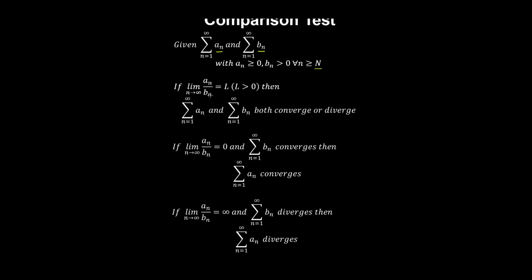So if the ratio of An and Bn as n approaches infinity is equal to a positive number, then both series An and Bn converge or diverge. And for the second rule, if the limit of An on Bn as n approaches infinity is equal to 0, and Bn converges, then An also converges. And if the limit of An on Bn as n approaches infinity is unbounded, and Bn diverges, then An also diverges. And we'll get some practice in applying this test to get the hang of it.